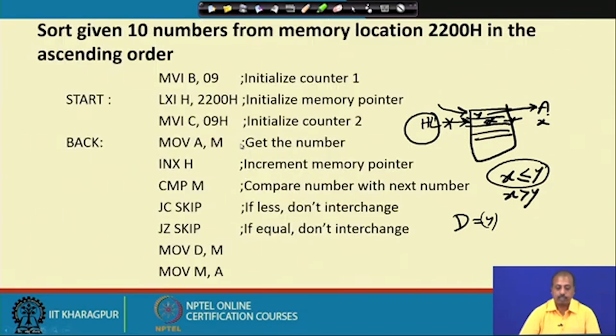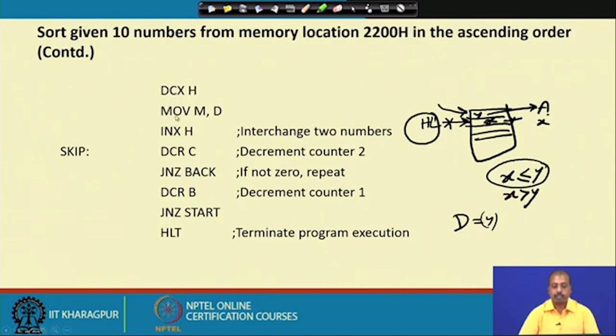We start the next iteration of the outer loop starting with this LXI B. So, this process is repeated for 9 times. As a result the entire array will get sorted. This way we do this algorithm of sorting 10 numbers in the ascending order.